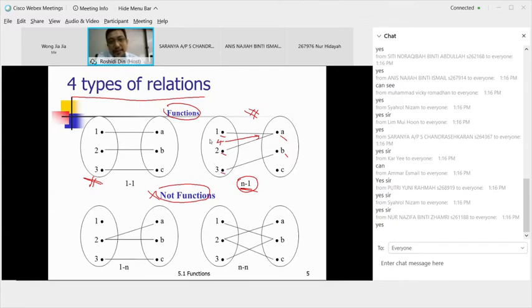Actually, it is a relation, but once the type of relation is one to one and many to one, that one is a function. But one to many and many to many is not a function. So far so good, class? So far so good? Okay?